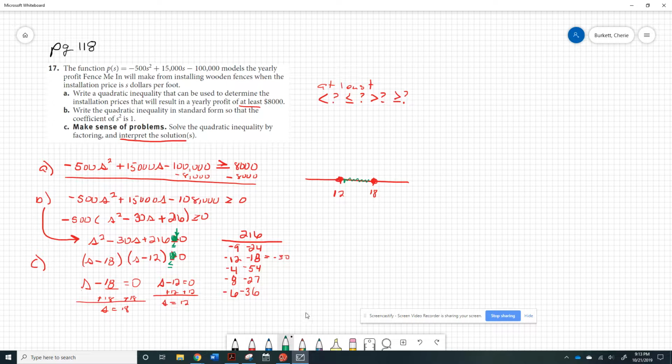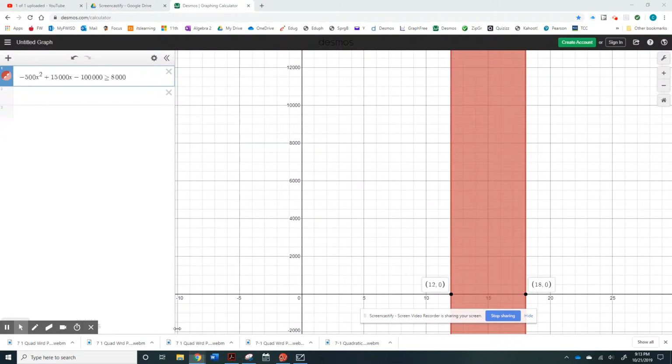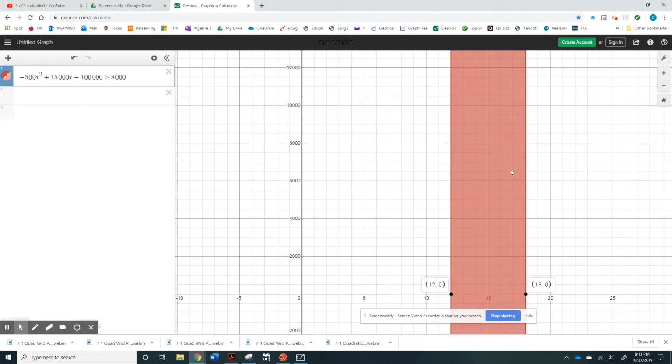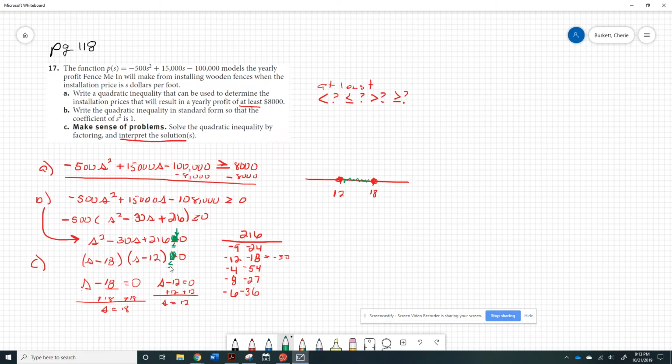And I didn't catch that until I went to Desmos and I entered the original equation that I wrote, this equation right here. I entered that equation on Desmos and it showed me to shade between 12 and 18. So that's how I knew that I'd made a mistake. And when I went back and looked, I realized that I did, because when you divide both sides by a negative number, you have to switch the inequality. So this is your answer.